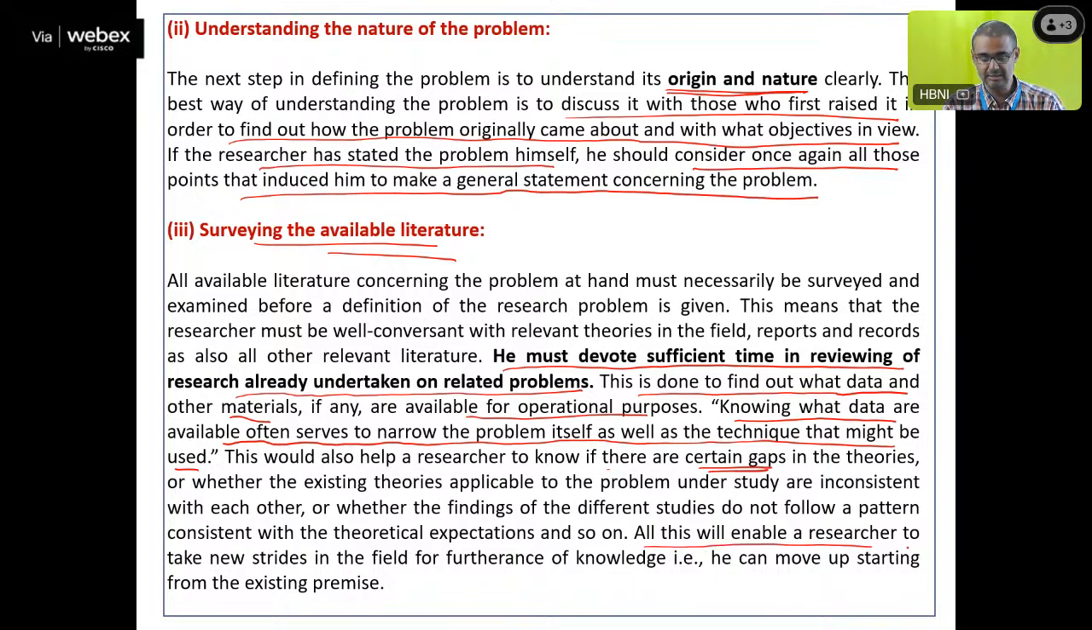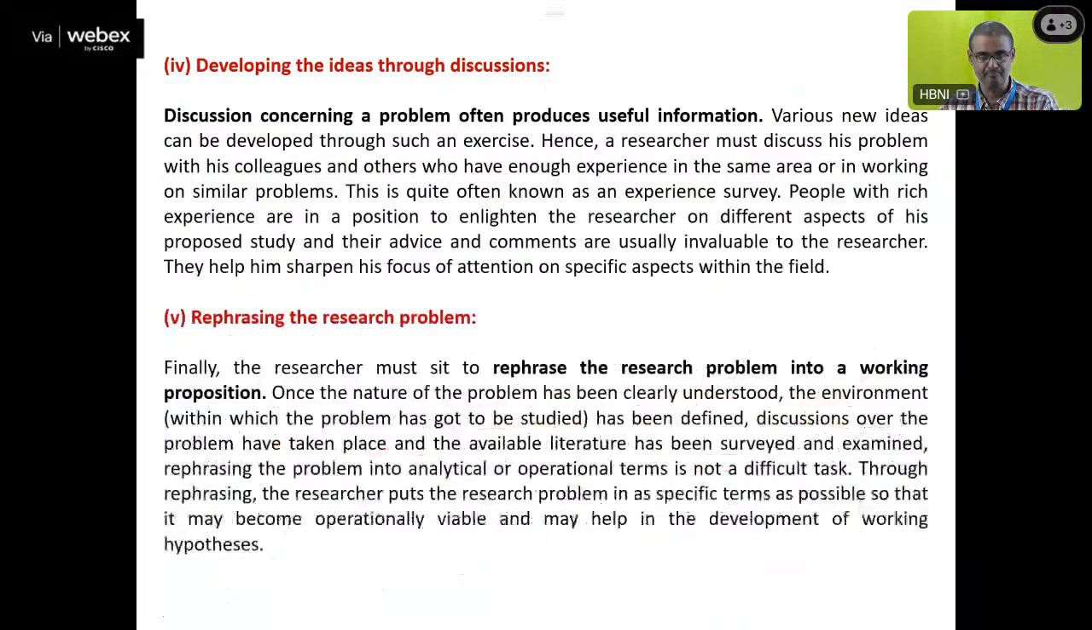All this will enable a researcher to take new strides in the furtherance of knowledge. That is, he can move up starting from the existing premise. Since there is a gap, there's already a starting point. So he knows where to start from, fill the gap and reach a very good conclusion for his or her research.